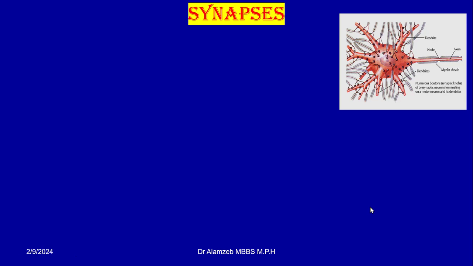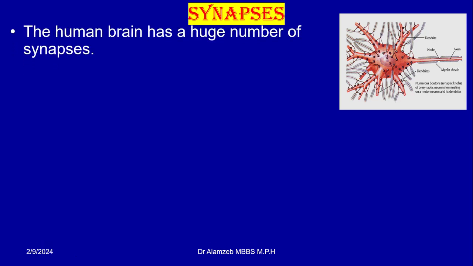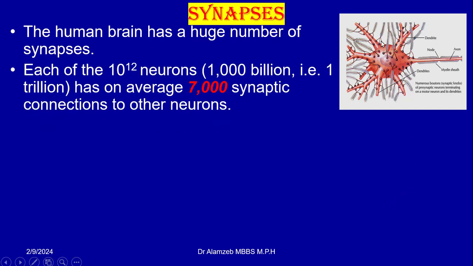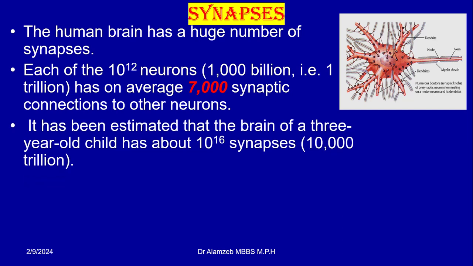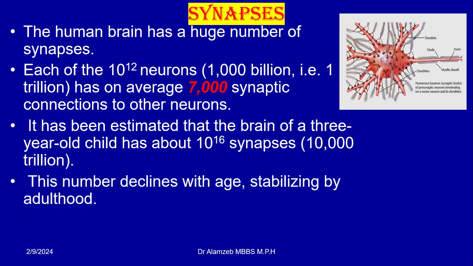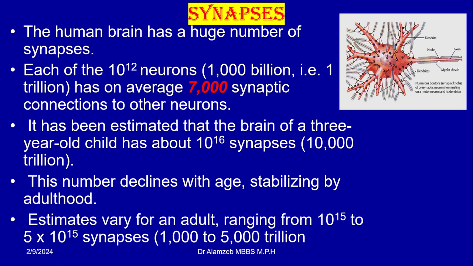Synapse. The human brain has a huge number of synapses. Each of the 10 billion neurons, that is 1 trillion, has on average 7,000 synaptic connections to other neurons. Here you can see that a neuron can receive thousands of synapses from other neurons. Synapse means connection between neuron and neuron. It has been estimated that the brain of a 3-year-old child has about 10,000 trillion synapses. This number declines with age, stabilizing by adulthood. Estimates vary for an adult, ranging from 1,000 to 5,000 trillion.